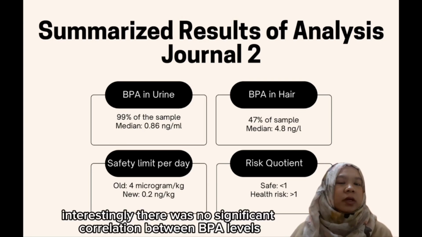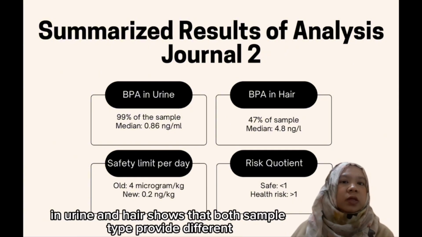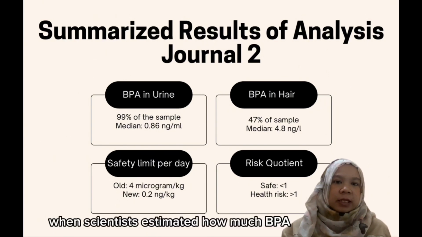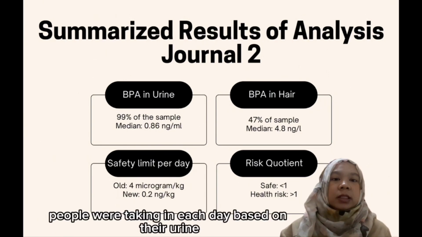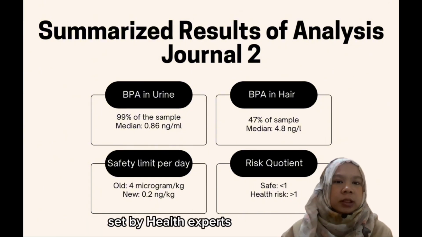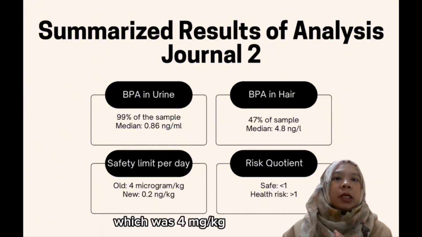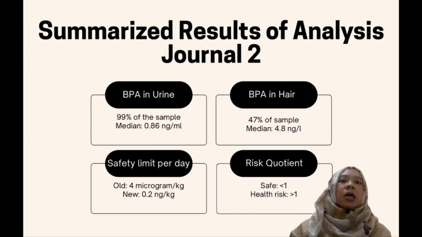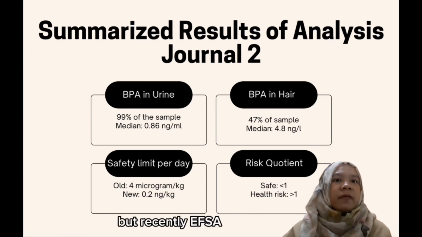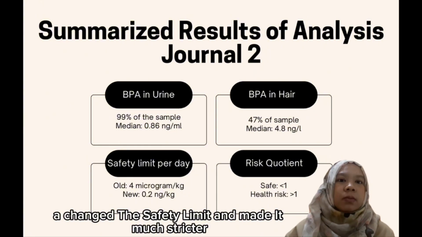Interestingly, there was no significant correlation between BPA levels in urine and hair, showing that both sample types provide different but complementary information on the exposure timeline. When scientists estimated how much BPA people were taking in each day based on their urine, everyone was below the old safety limit set by health experts, which was 4 micrograms per kilogram of body weight per day. So, using the old rule, their BPA levels seem safe. But recently, EFSA changed the safety limit and made it much stricter.